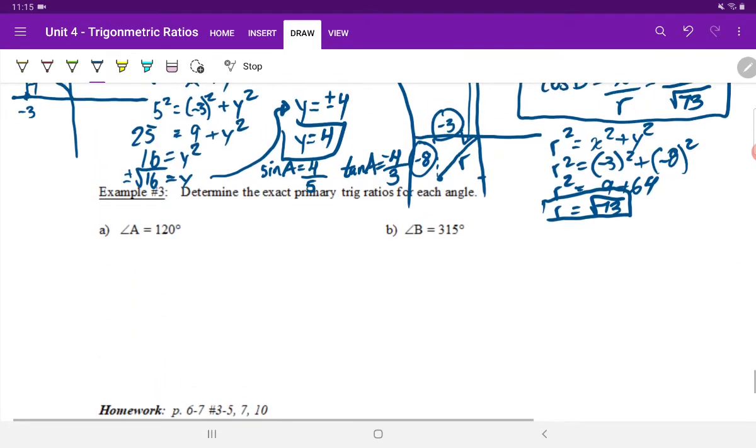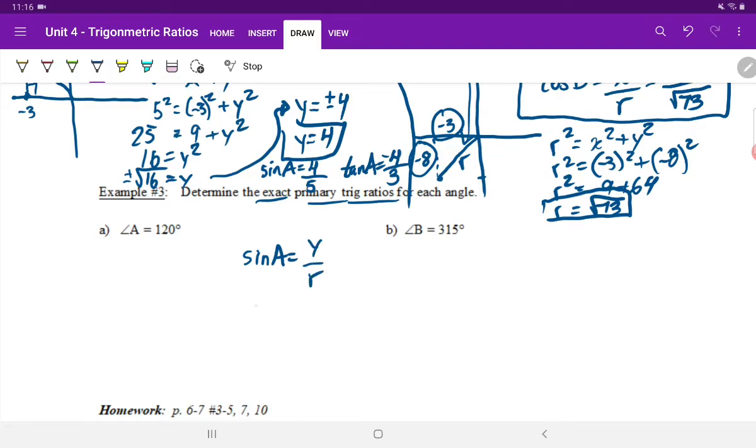Okay, let's look at our last two types of questions here. It says, determine the exact primary trig ratios for each angle. Exact primary trig ratios, so no decimals, and we have to find all three ratios. I'll draw it to the side here: sine of angle A is equal to y over r, cos of angle A is equal to x over r, tan of angle A is equal to y over x.